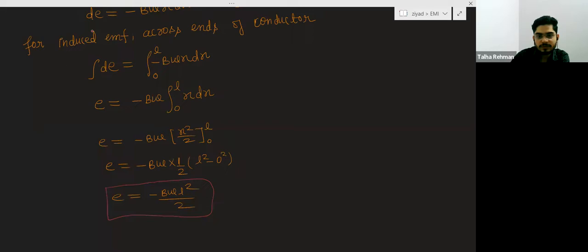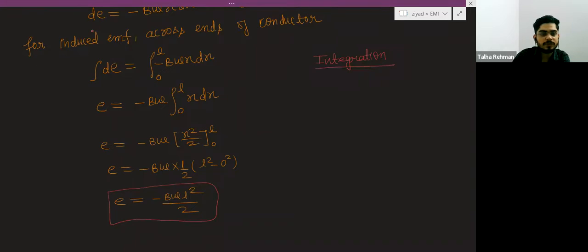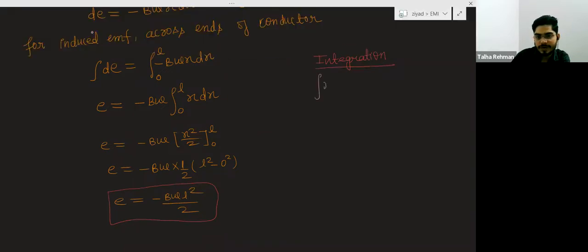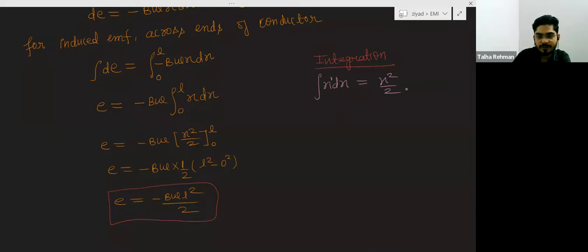Now the integration of x dx: this is x to the power 1, so increase the power by 1. This is x square divided by 2. There will be some constant, but I will not talk about the constant because I am taking the definite integration. Here the limit is x equal to 0 to x equal to 2. So you will put the limit x equal to 0 to x equal to 2. This is just for example.